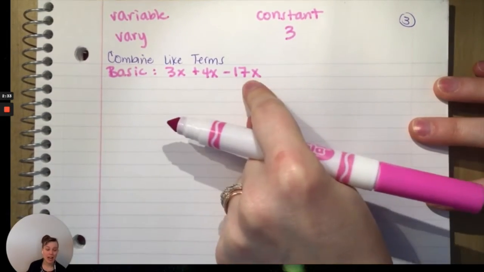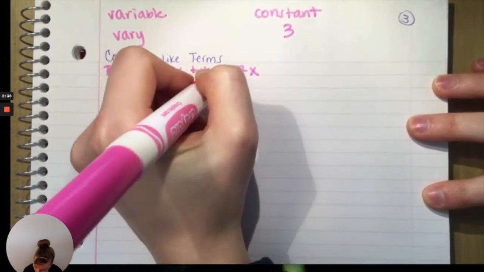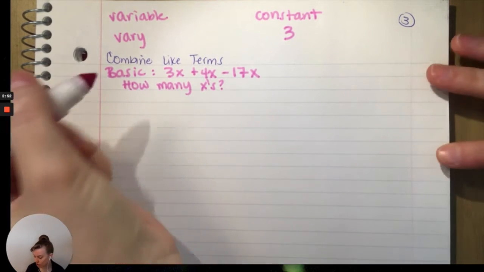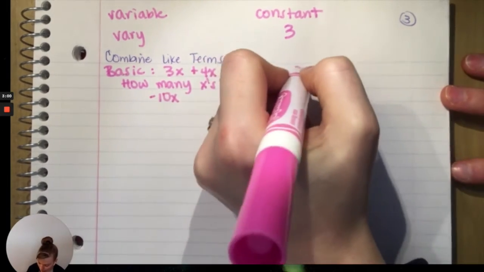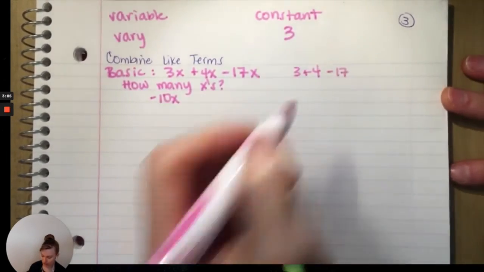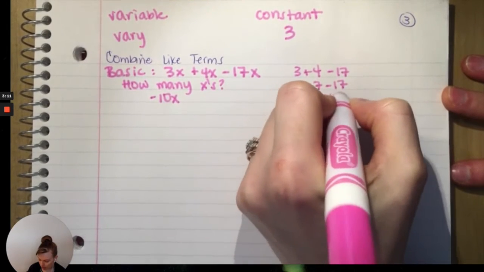So basic, how many x's do I have? So if I have 3x, I get 4 more x's, so I get 4 more xylophones, but then I have to give 17 away because I owed somebody something and they wanted xylophones instead of money. I have to take away 17 xylophones, so I'm actually having a debt of 10 xylophones, or negative 10x. To do that math, we were taking 3, adding it to 4, so we got 7, and then we subtracted 17. Working from left to right, I get 7 minus 17, and that gets me the negative 10.